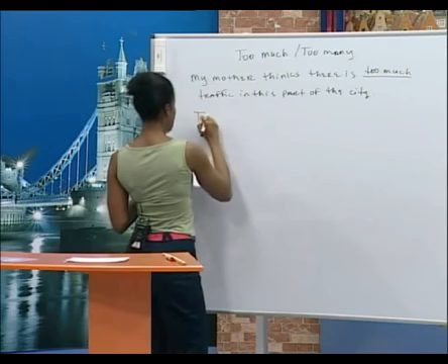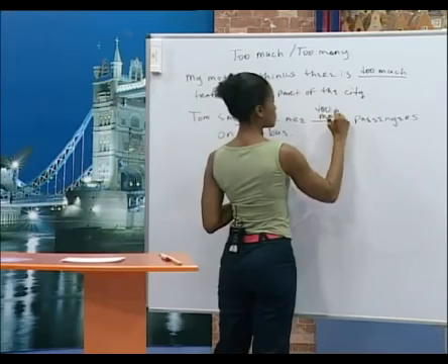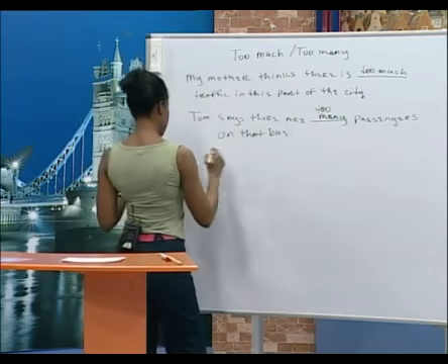Okay, Linda, your turn. Tom says there are passengers on that bus. What do you think, Linda? Tom says there are too many passengers on that bus. Yes, good. I think passengers is a count noun, and so we must use too many. Okay. Yes, you're right. Tom says there are too many passengers on that bus. Good.